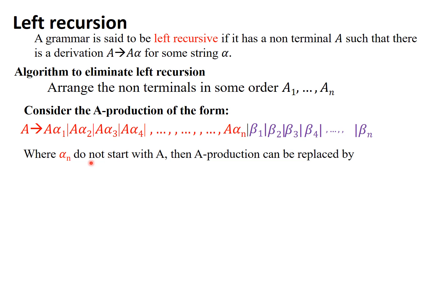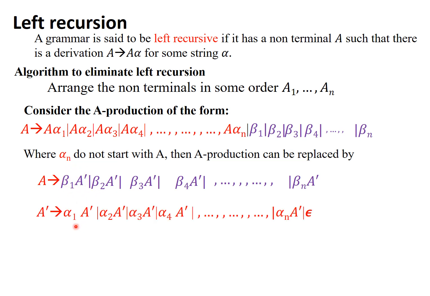Where alpha n do not start with A, the A production can be replaced by A gives beta 1 A dash, beta 2 A dash, beta 3 A dash, beta 4 A dash, etc., beta n A dash. Then we have introduced one variable, A dash. Then what will be the A dash? A dash will be alpha 1 A dash, alpha 2 A dash, like that, etc., alpha n A dash, or epsilon.